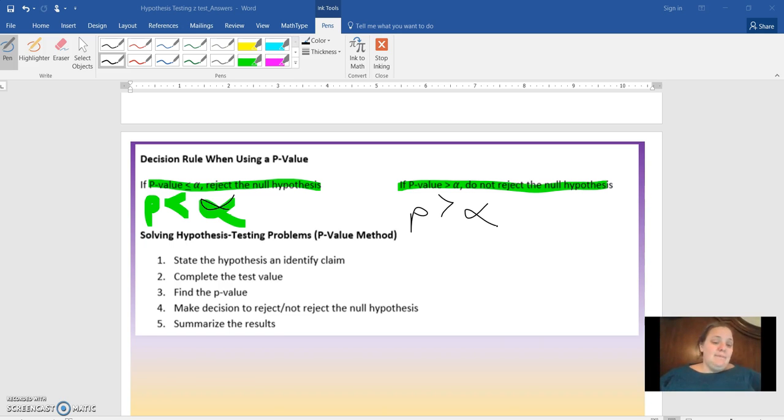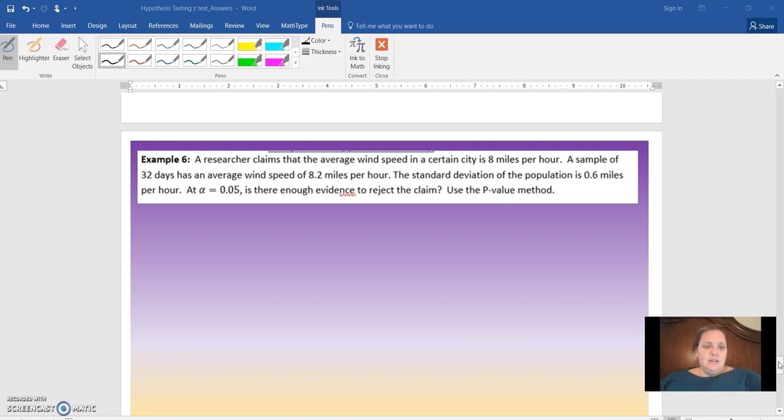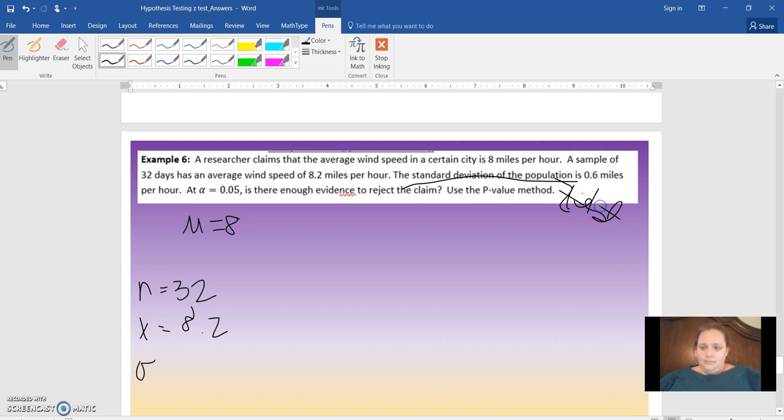Okay, so we're going to go through the same things, except here, when I do my calculations, before we'd been writing that z down and looking at it, now I'm going to write the p down. So here we are. Researcher claims average wind speed is 8 miles per hour. A sample of 32 days has an average wind speed of 8.2. Population standard deviation, that's how we know we need to use the z-test, is 0.6, and alpha is 0.05.